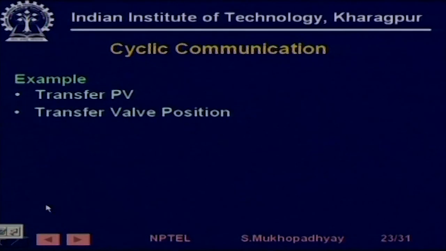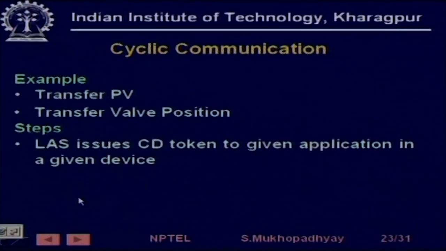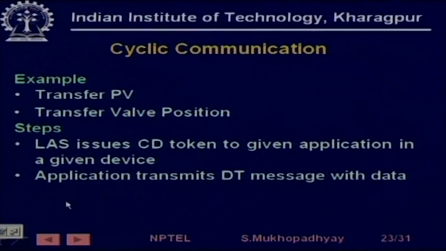Cyclic communication is typically applicable in the case of control, such as transferring a process variable or a valve position. Valve position is just an example. So it continuously has to take the process variable, compute the controls, and then output to an output device. So this goes on. This is an example of cyclic communication.